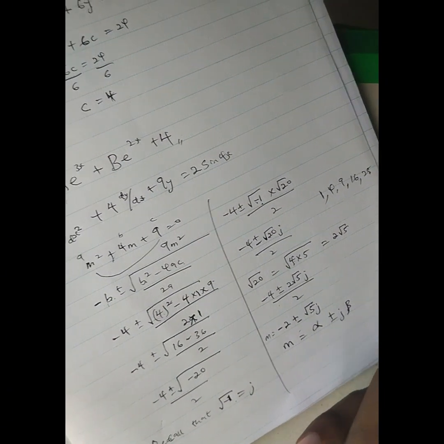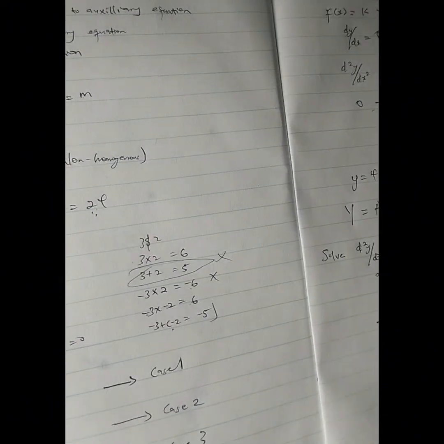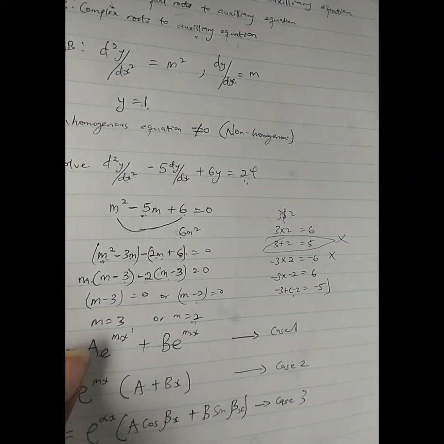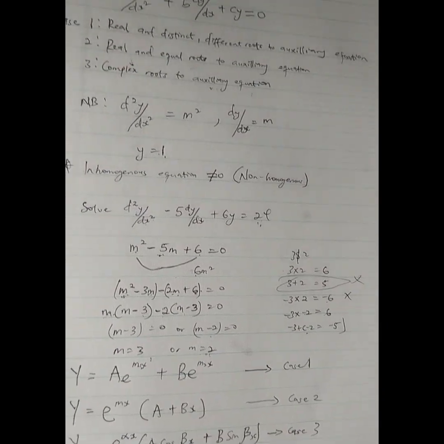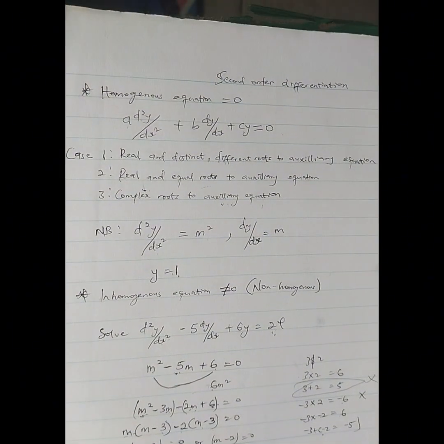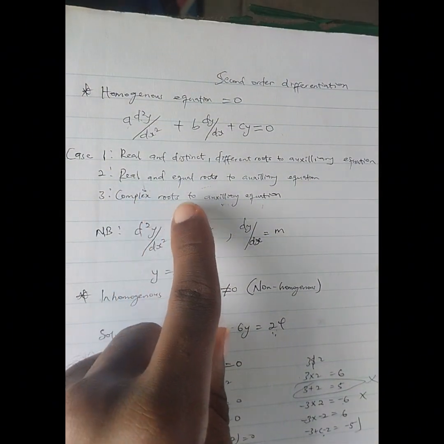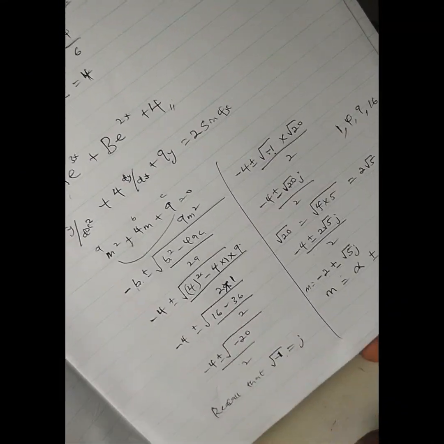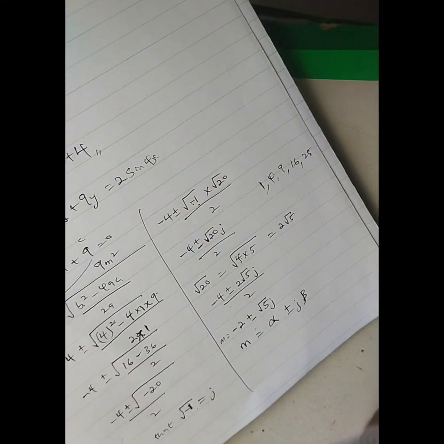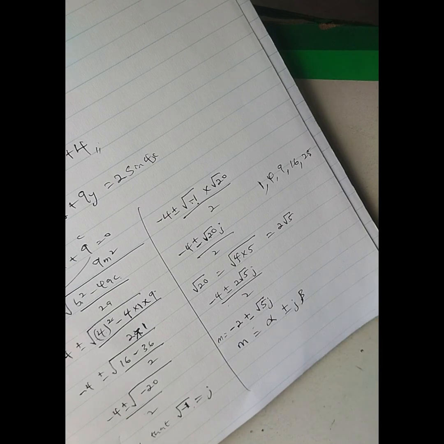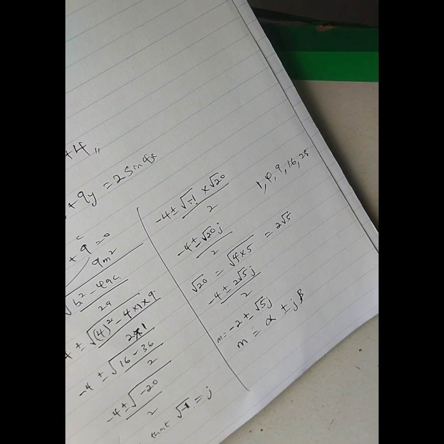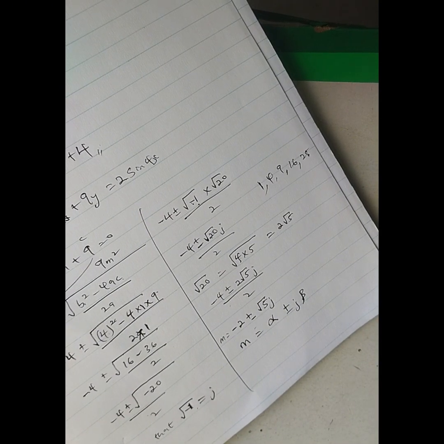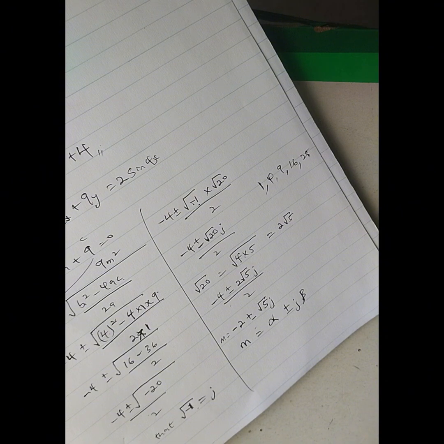How do I know that it is a case 3? This is how I know. If you look at case 3, they have complex roots to the auxiliary equation. Now this is a complex root. How do I know it's a complex root? Why am I saying j? J is making it a complex root. So now we're going to use the solution for a complex root.